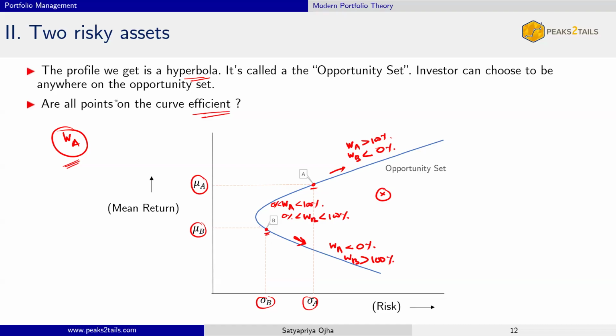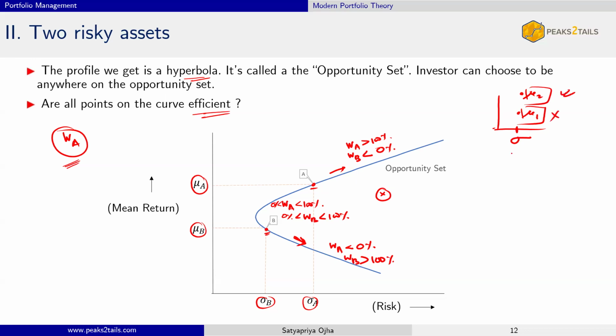Efficiency means for a particular level of risk, you should be able to get the best return possible. That means if you have two securities with the same risk, one is giving a return which is mu1 here, and another one is giving a higher return. This is inefficient, this is efficient. Simple stuff. Why would I buy this? I'll always go for this.